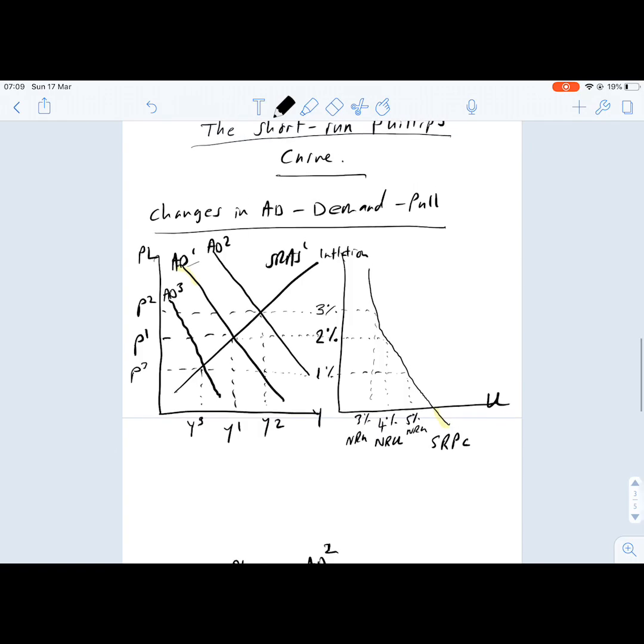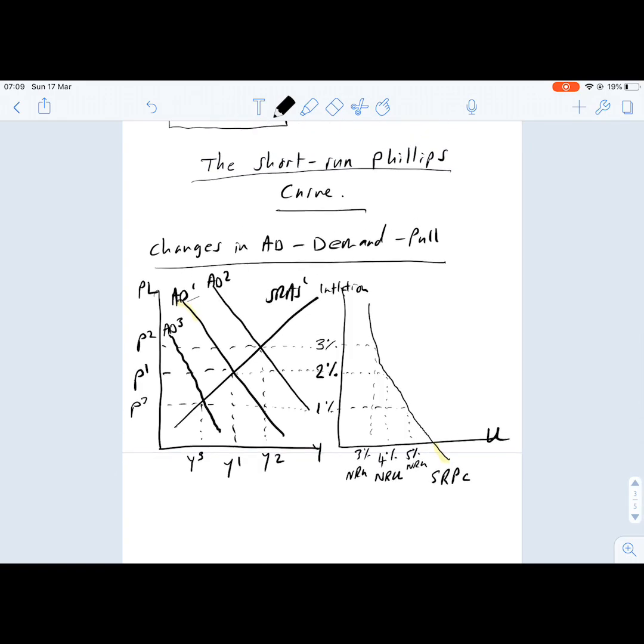Now in the next video we're going to look at the short run Phillips curve, but we're going to take into consideration cost push inflation instead.